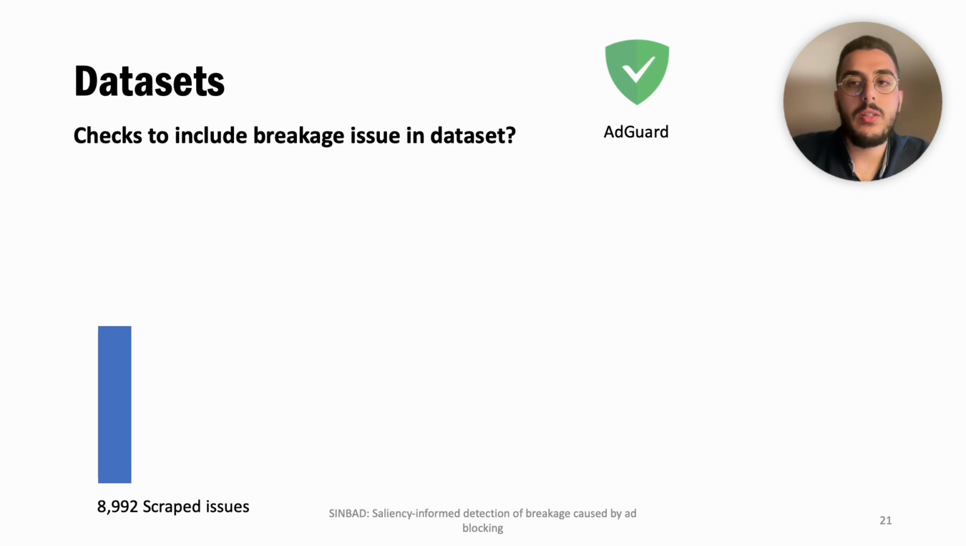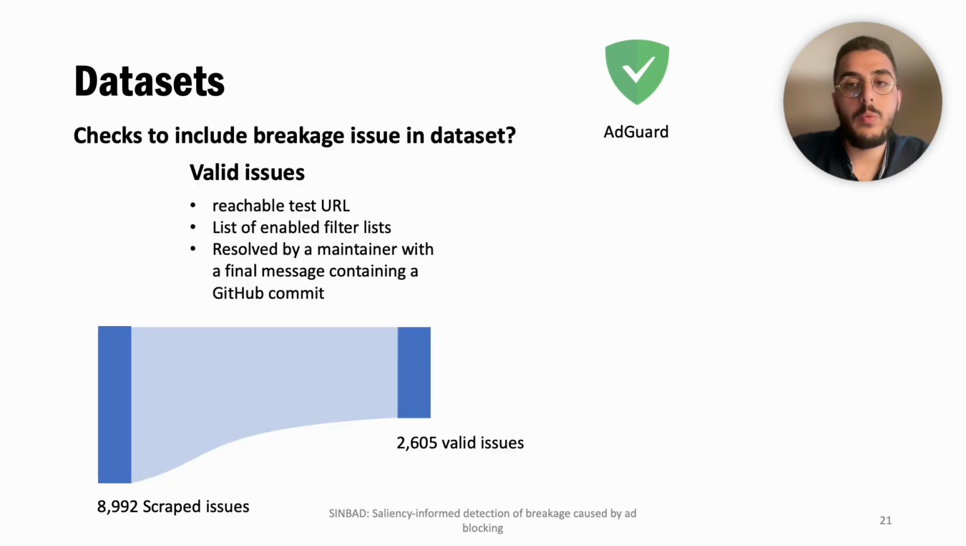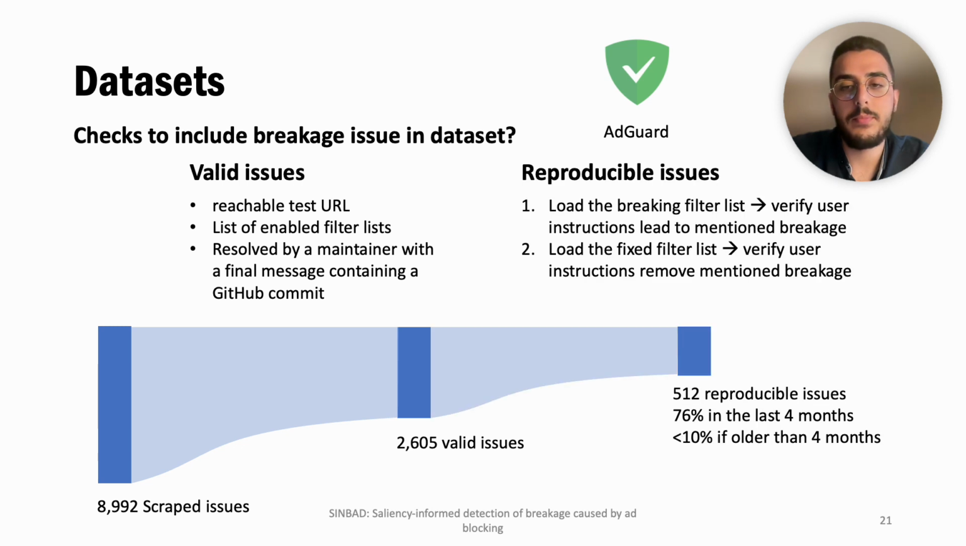As with other breakage studies, our main bottleneck is datasets. But how do we get to the issues that we use for training in the first place? First, we filter out all the issues that don't have a reachable and live URL where the breakage was first reported. Next, the issues must also include the active filter list in the user's ad blocker to be able to reconstruct the exact state of the ad blocker that the user used. This is important to reproduce breakage that happens from the involvement of many different rules.